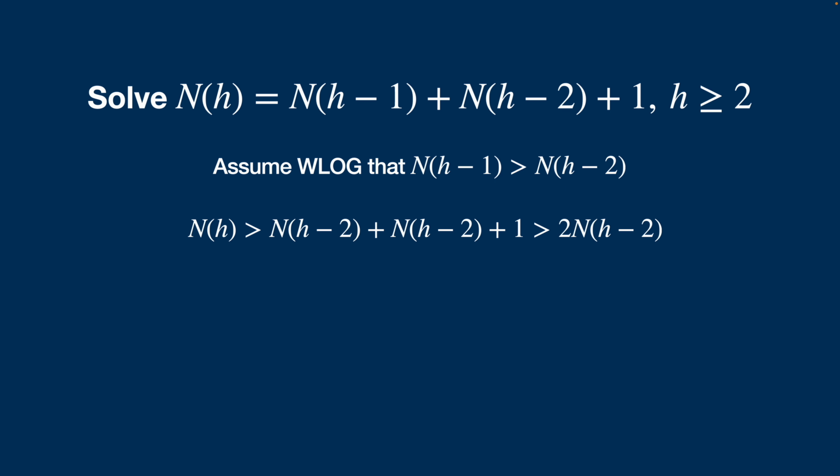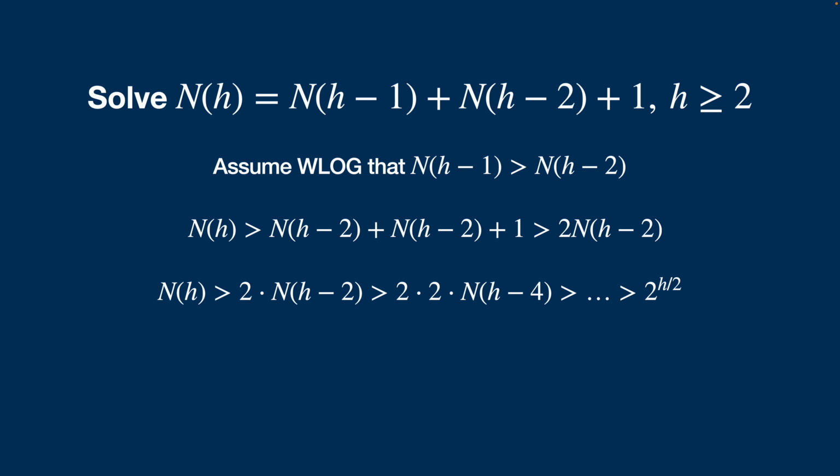Then N of h minus 2 plus N of h minus 2 plus 1 is less than 2 N of h minus 2. And that's just because I'm dropping the plus 1, right? Now our next step is really the recurrence magic. I'm just going to be tracing the flow of this recurrence, each time subtracting 2 from h and each time multiplying by 2. And then eventually you'll see that N of h has a lower bound of 2 to the power of h divided by 2.